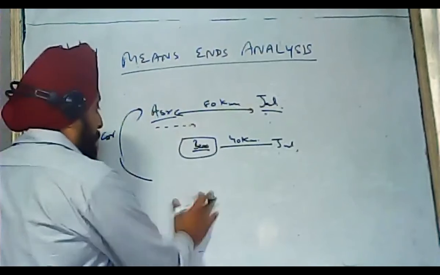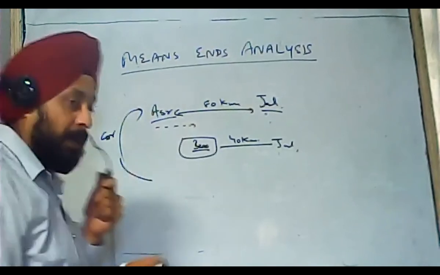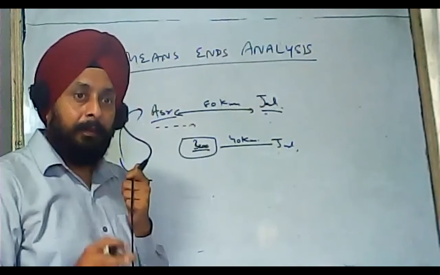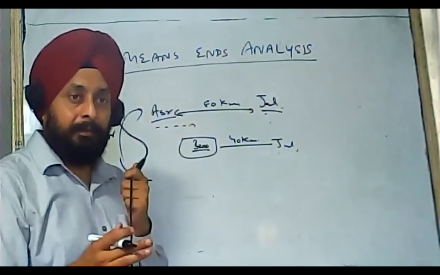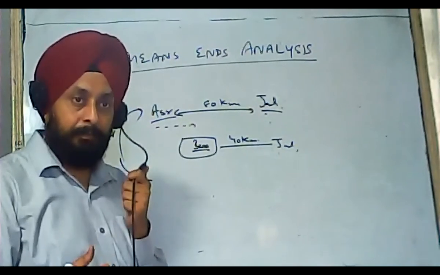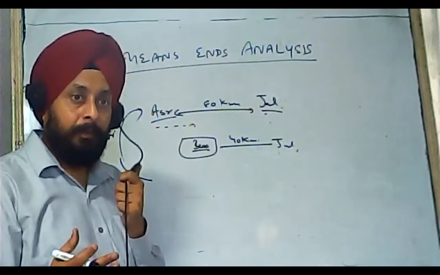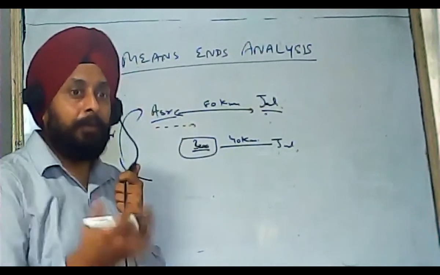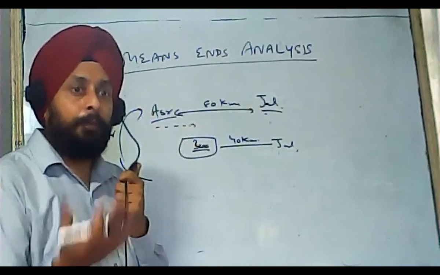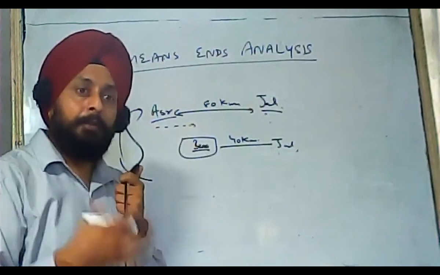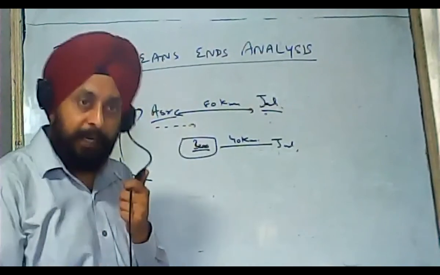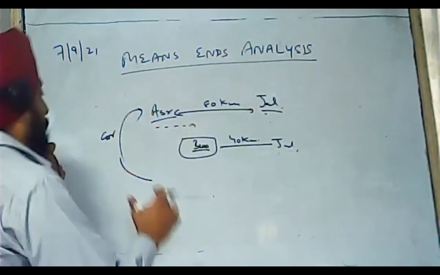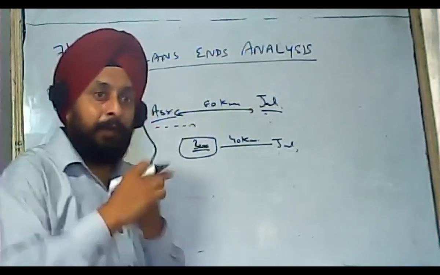But what happens? Maybe after reaching Vyas, there is a restriction. Some jam is there, so you cannot move now. What operator will you allow if there is a jam? You cannot do anything. You have to wait. But it is very urgent that you reach Jalandhar in time.